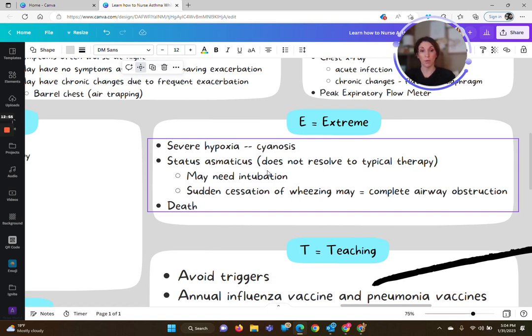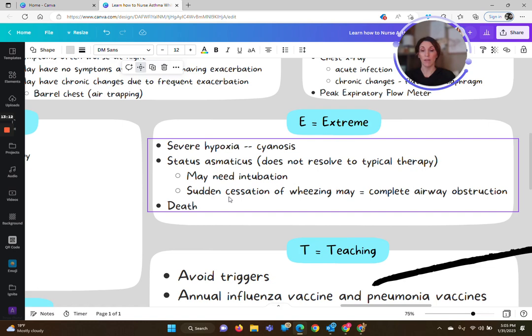resolve with typical therapy. So I'm having an asthma exacerbation, I use my inhaler, I use an oral steroid or an IV steroid, and I'm not getting better, okay? And this patient might need to be intubated. This can be very serious.